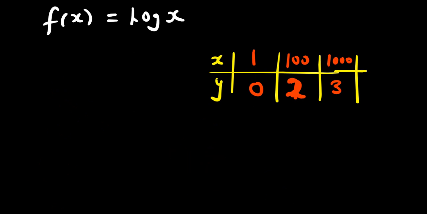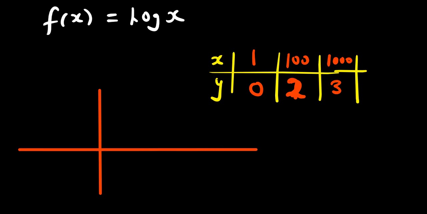Okay, so if we're going to draw our graph, let's say this is our y-axis, this is our x-axis. So now what are we going to have? I'll not really put the points. If x is 1, let's say 1 is somewhere here. Y will be 0, right? So it will be a point like that one.